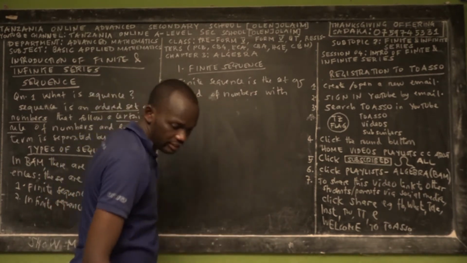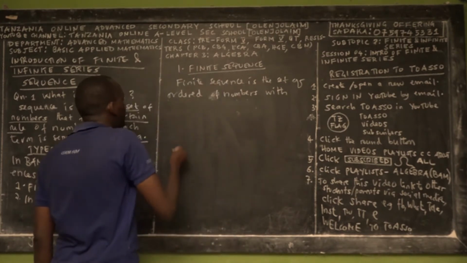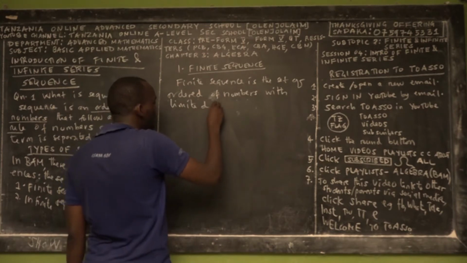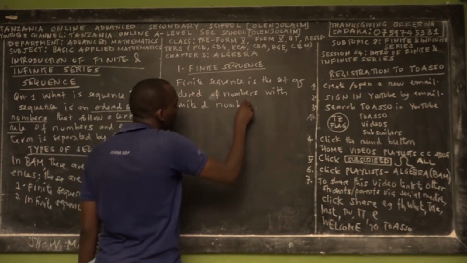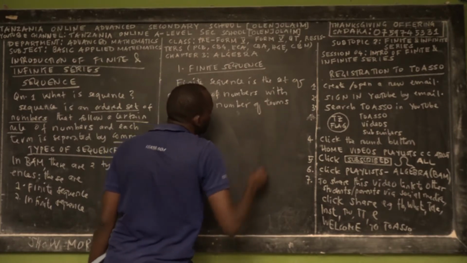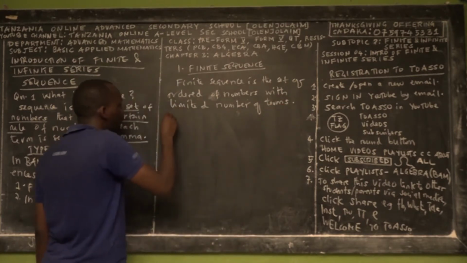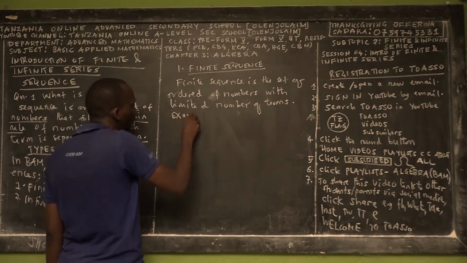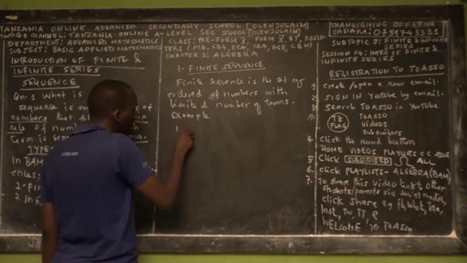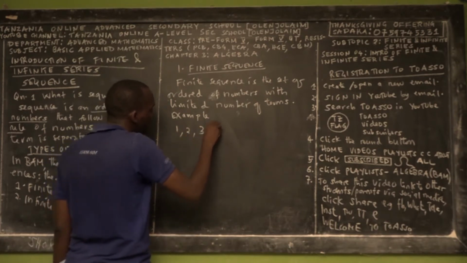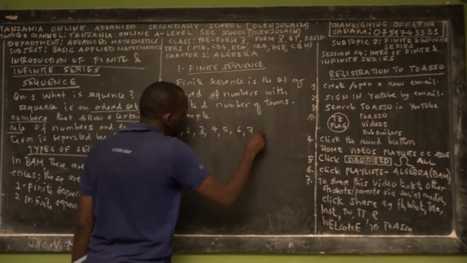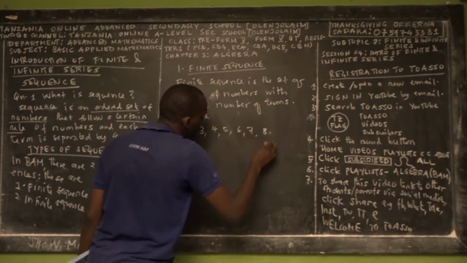We thought limited number of terms. Example of finite sequence is 1, 2, 3, 4, 5, 6, 7, 8.